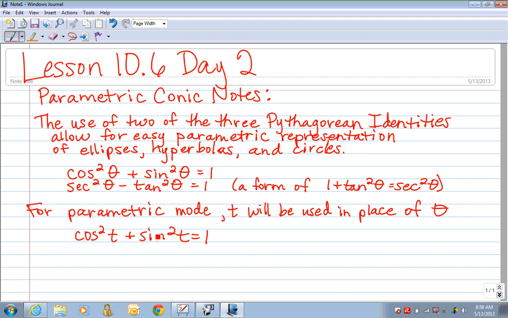The second one we use is the form secant squared theta equals 1 plus tangent squared theta. You should recall, if I were to solve that to get 1 by itself, I would subtract tangent squared from both sides. So replacing those with a t, what we're going to be using for our parametric will be secant squared t minus tangent squared t equals 1.